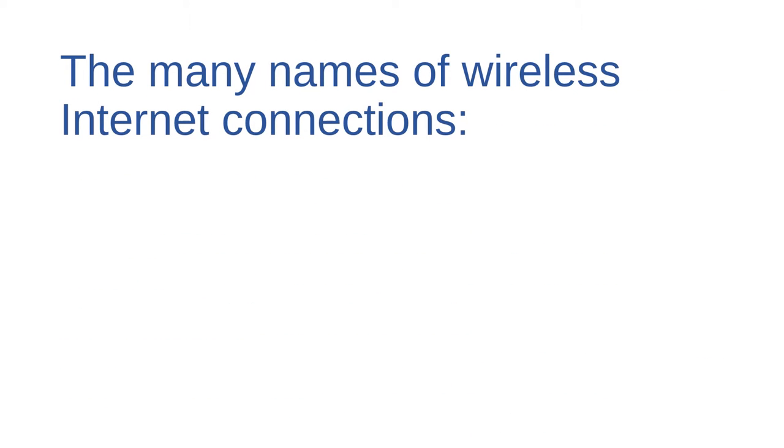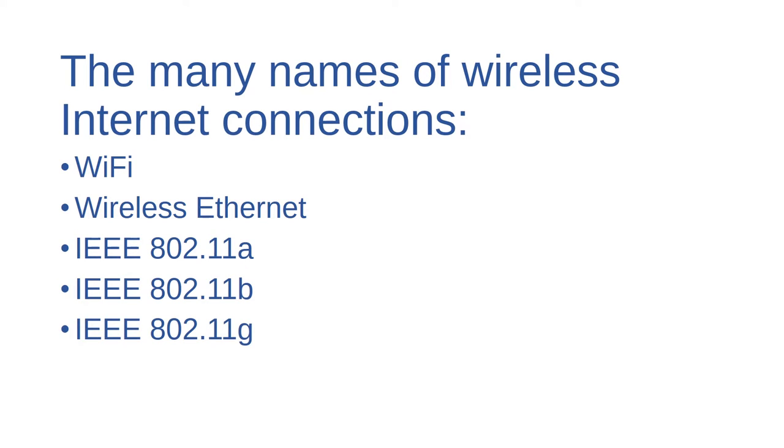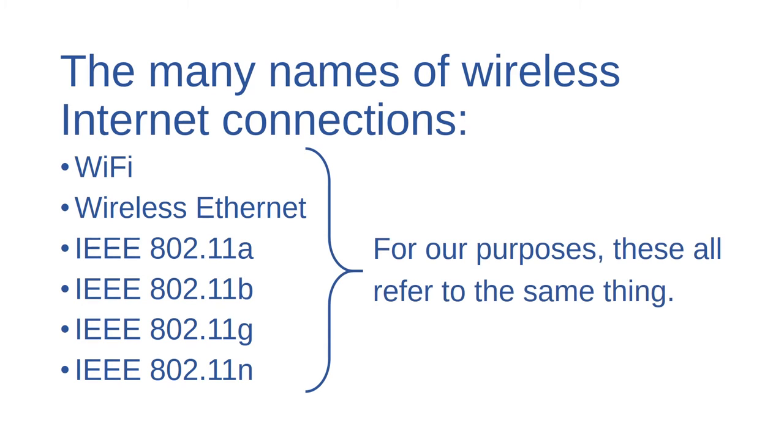Wireless internet connections go by several names: Wi-Fi, wireless Ethernet, and IEEE 802.11a, 802.11b, 802.11g, or 802.11n. For our purposes, all these describe the same thing: the wireless connections that allow your devices to connect with a wireless internet router, and through this router, to communicate with the whole internet.